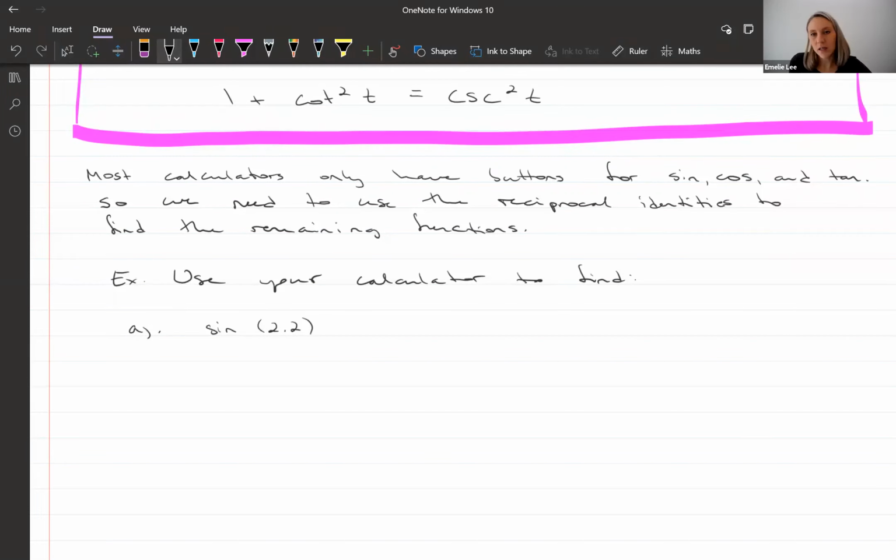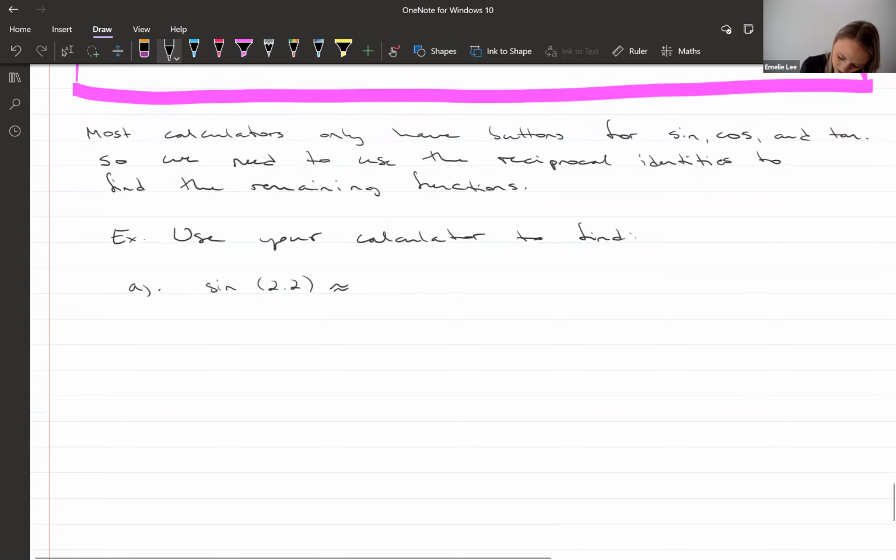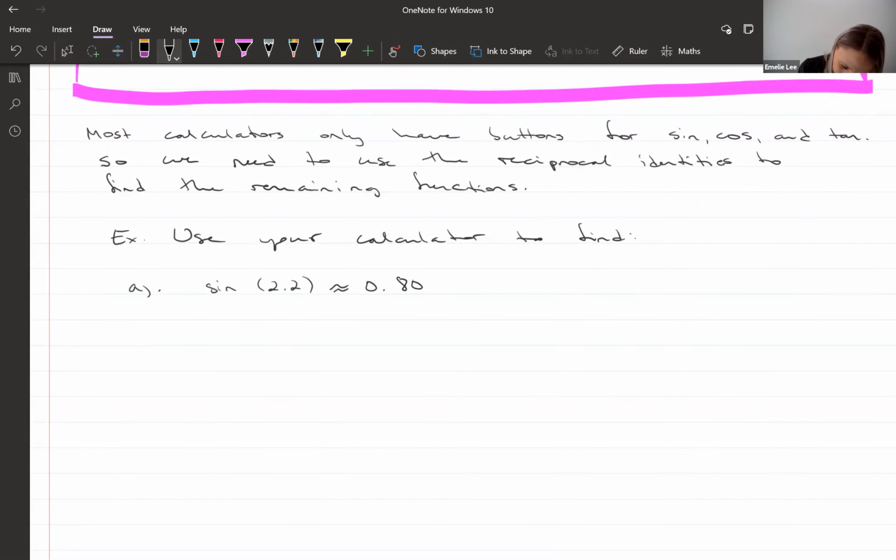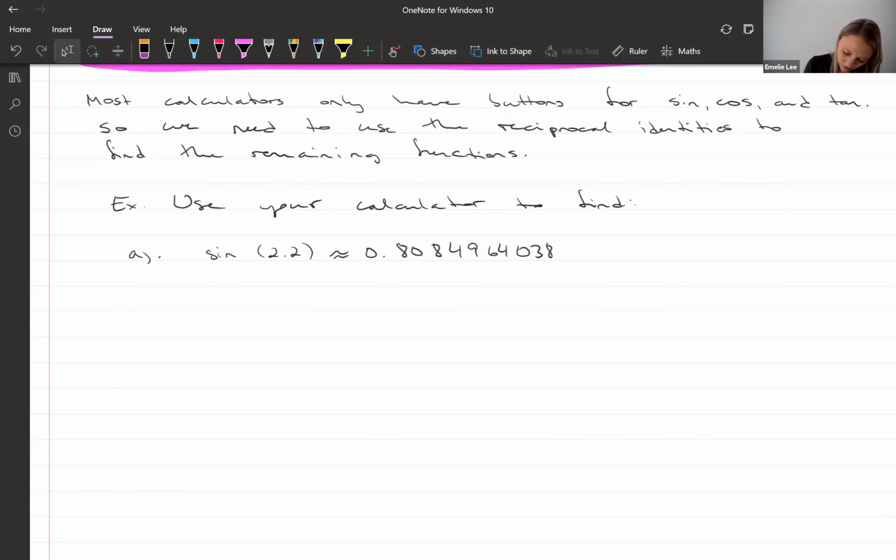Okay. If you just use your calculator, you hit sine. Some calculators you have to do the 2.2 and then hit the sine button. Just get to know your calculator, right? We don't necessarily have the same calculator, but we should all end up at the same number. And so I get that it's approximately 0.8084964038. Okay, hopefully that's what you're finding, right?